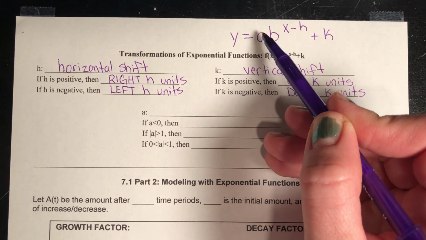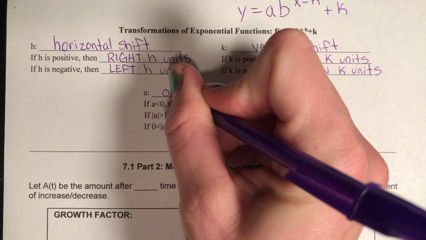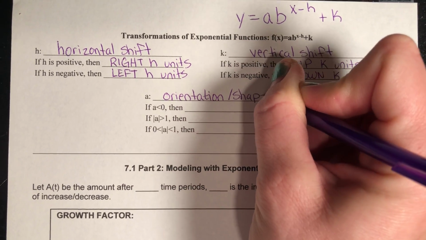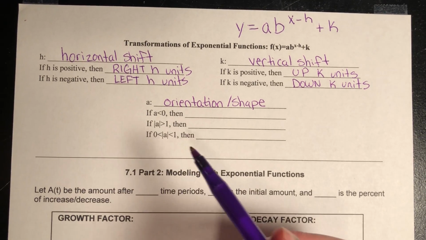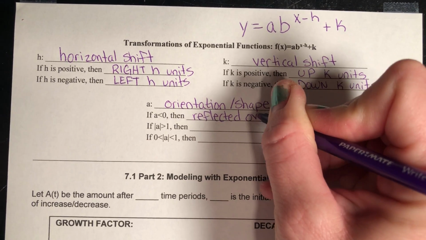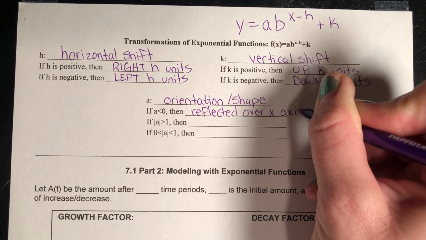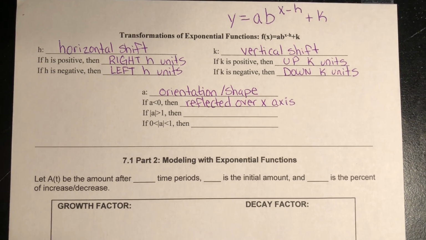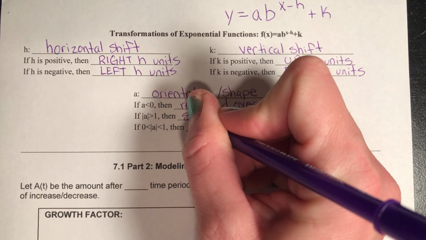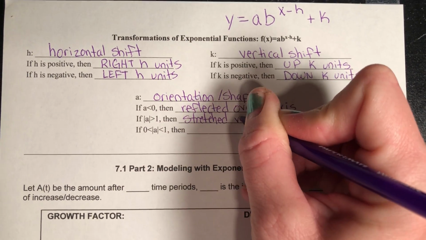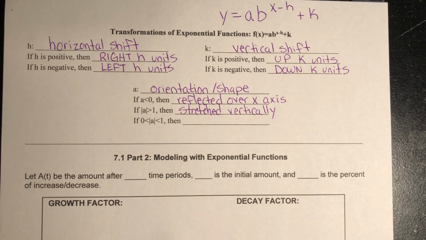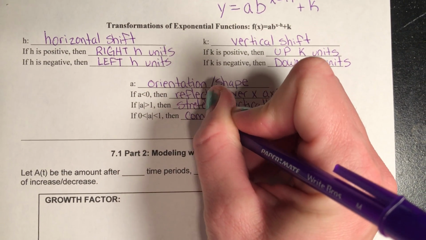So the last thing we want to talk about is our a value here. This a value, again, we've talked about this before. A is always the orientation or shape of the function. So orientation or shape. If a is less than 0, it is reflected, the function is reflected from the parent function over the x-axis. So if a is negative, the function's reflected. If a is greater than 1, it is stretched vertically. And if a is between 0 and 1, it is compressed vertically.